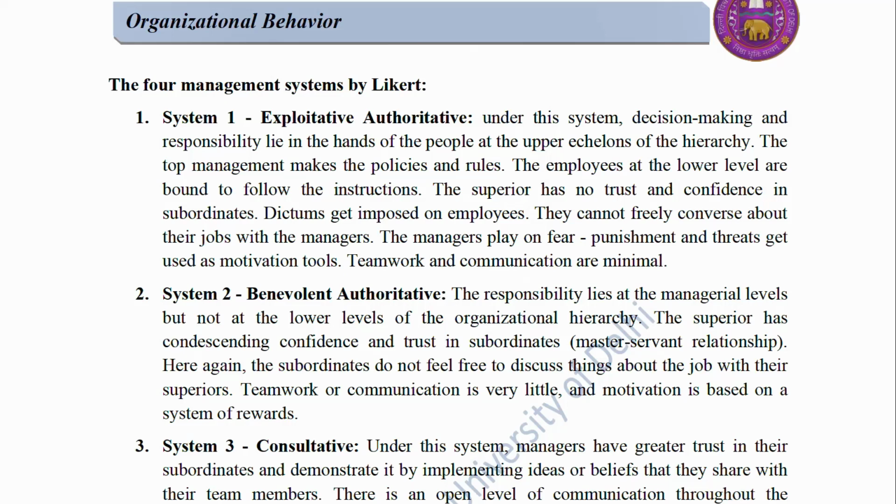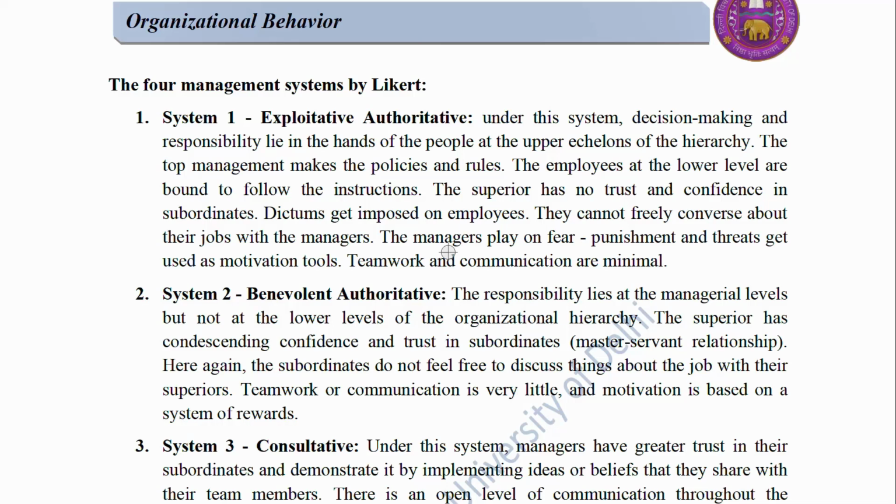Under this system, decision making and responsibility lie in the hands of the people at the upper echelons of the hierarchy. The top management makes the policies and rules. The employees at the lower level are bound to follow the instructions. The superior has no trust and confidence in subordinates. Dictums get imposed on employees.